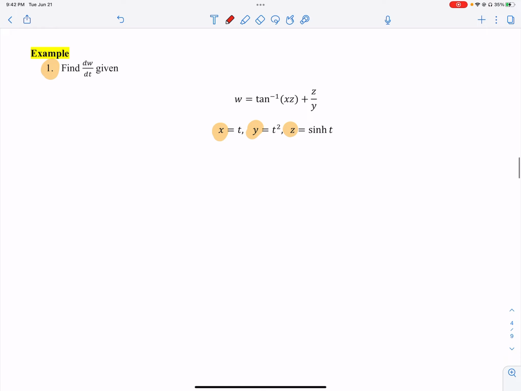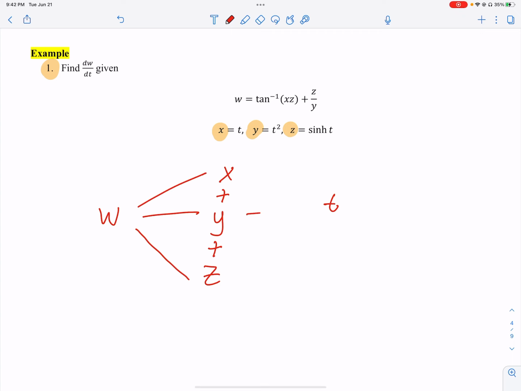I am going to make a mapping again. So I got x, y, and z, and all those get related to t. I have three different pathways now to get to t. So the derivative here, this is the partial w with respect to x, and then dx dt. Then I have the partial w with respect to y, and then dy dt, and then partial w with respect to z, and then dz dt. This will give me my formula.